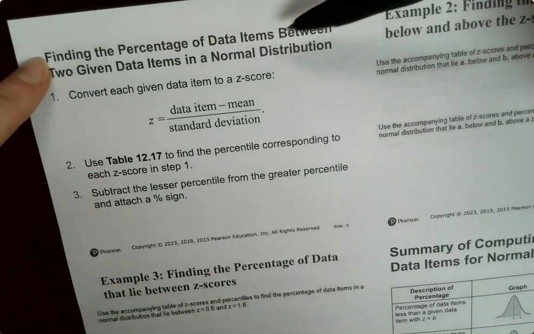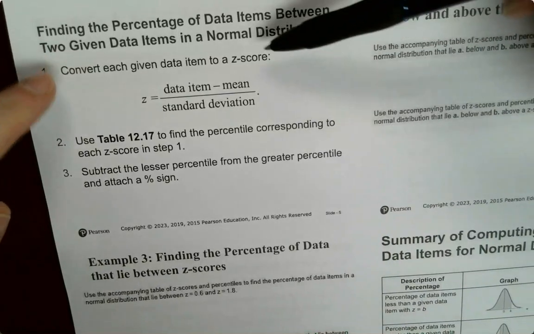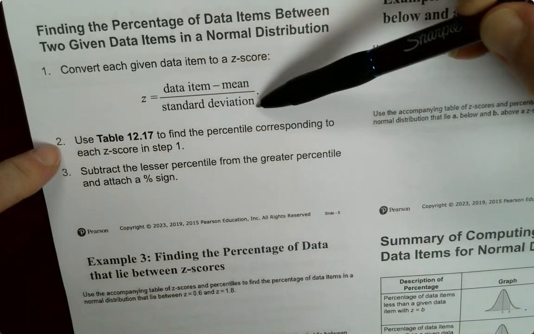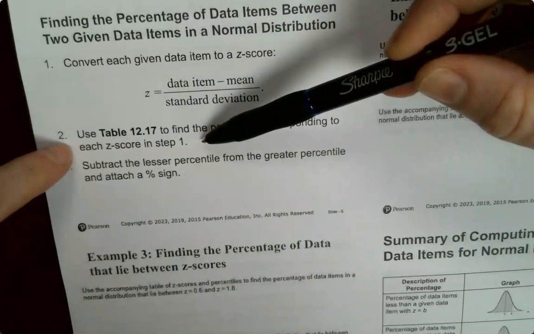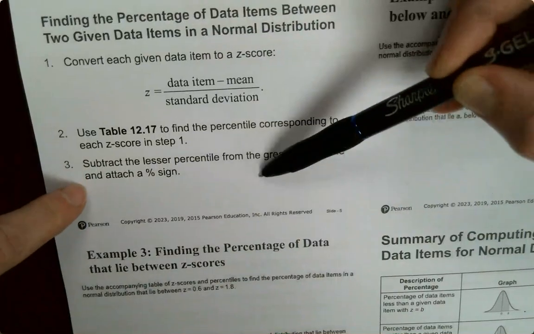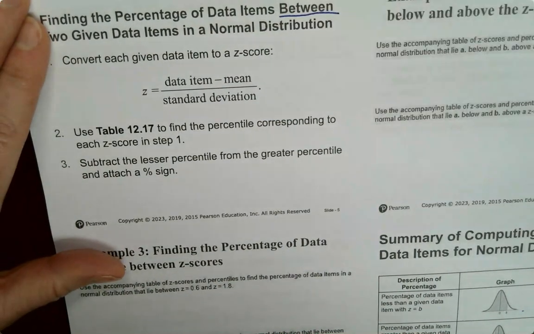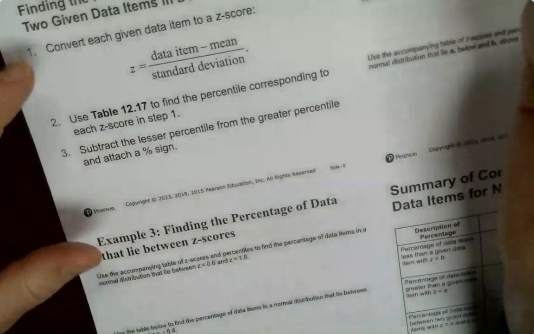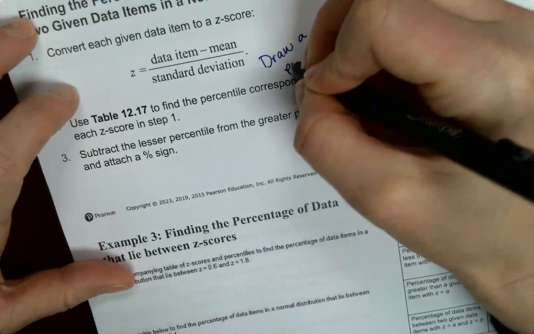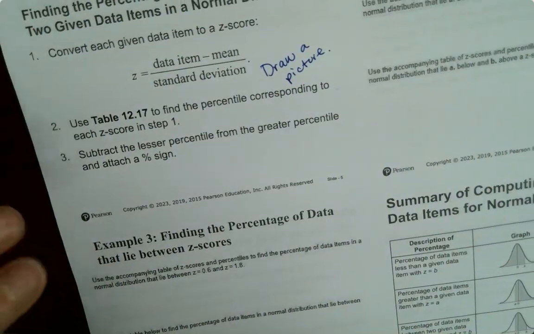Find the percentage of data items between two given data items in a normal distribution. First thing you need to do is convert to a z-score, which is data item minus your mean divided by your standard deviation. Use the table to find the percentile corresponding to the z-score, and then subtract the lesser from the greater. So this is where we are finding the between. I like to draw a picture and label the z-scores.